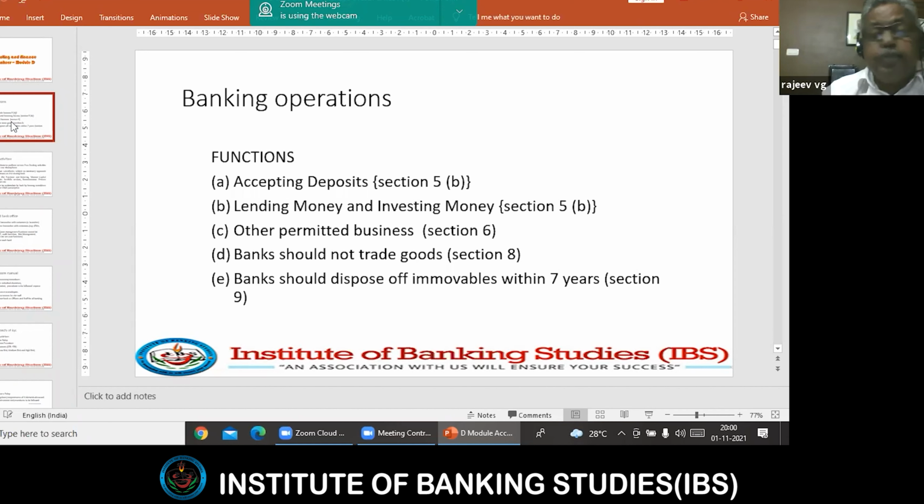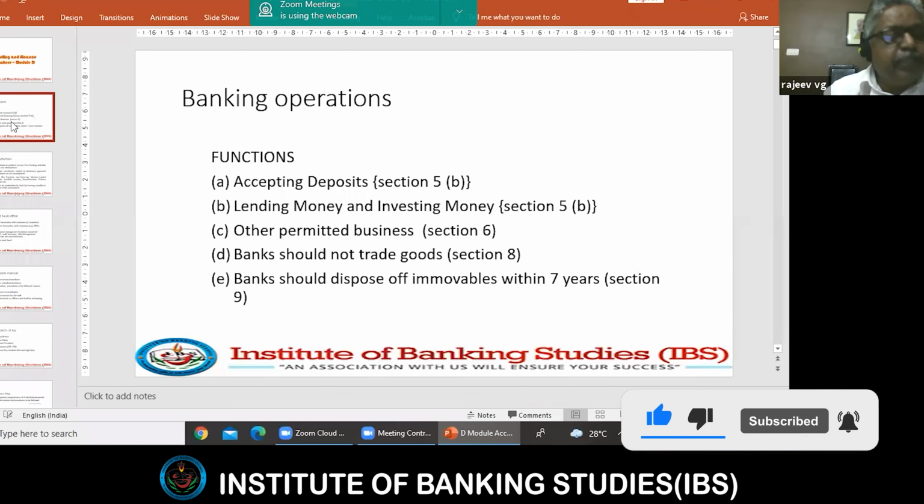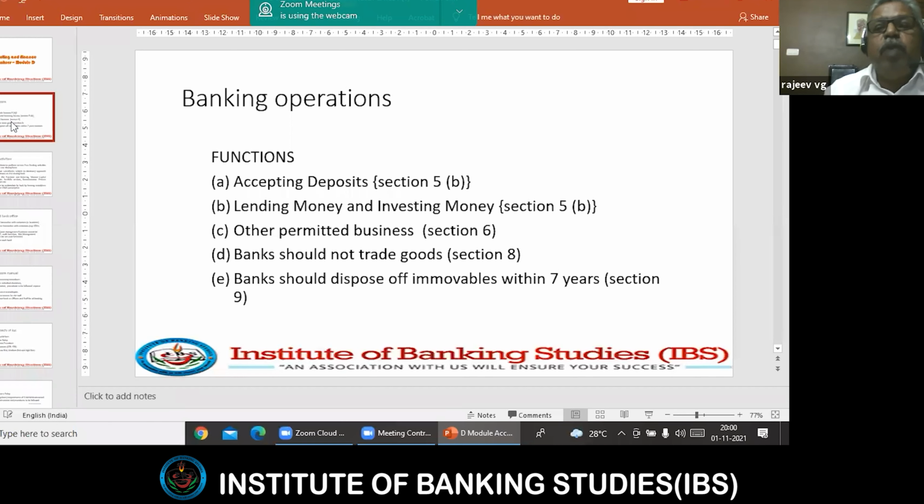Banking has been defined as per one law, one act. Any idea in which act banking has been defined? Banking Regulation Act. Yes. 1949 Banking Regulation Act. In that act, Section 5B defines banking. It is defined as accepting deposits from the public, repayable on demand by means of a check, draft, or otherwise, and lending the money or investing the money.